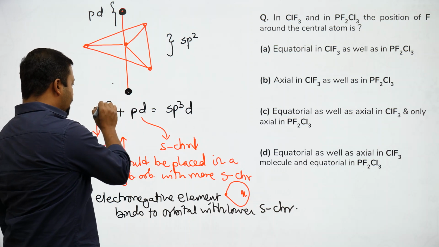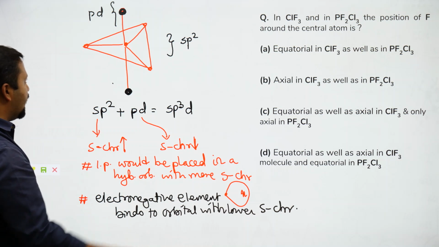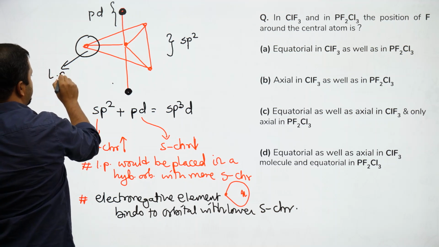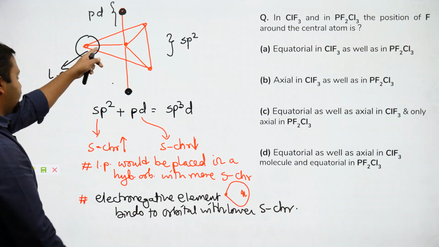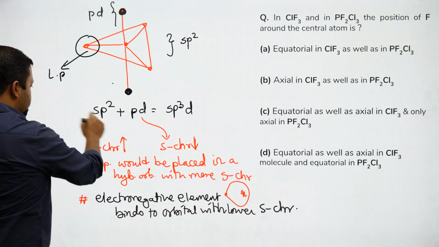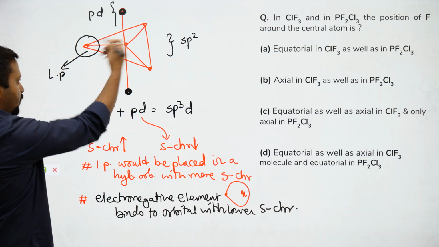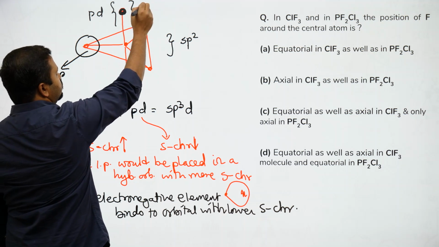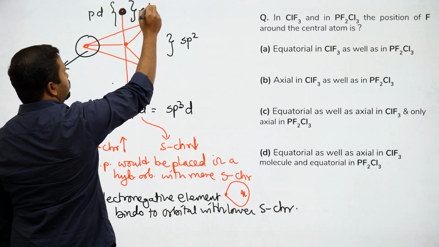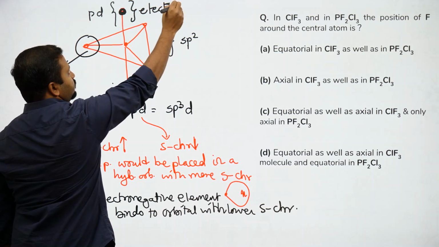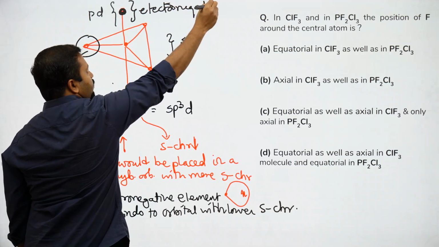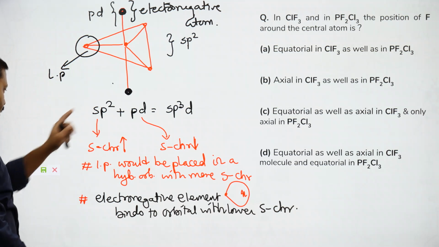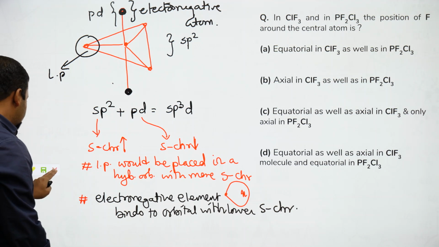So अगर लोन पेयर को मुझे रखना होगा तो मैं कहाँ पे रखूंगा? I will place somewhere over here. यहाँ पे लोन पेयर को रख देते हैं, क्योंकि यहाँ पे s कैरेक्टर ज़्यादा है, in this region s character is more. और इलेक्ट्रोनेगेटिव एटम को प्लेस करना होगा तो कहाँ रखेंगे? Electronegative atom will be placed over here. Let's apply this concept on this.